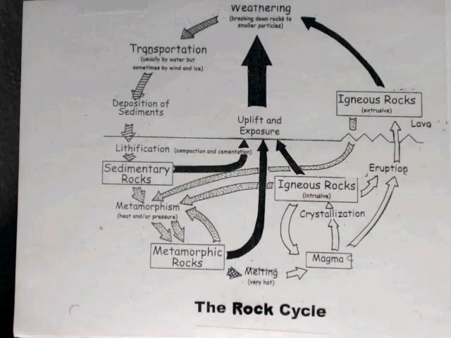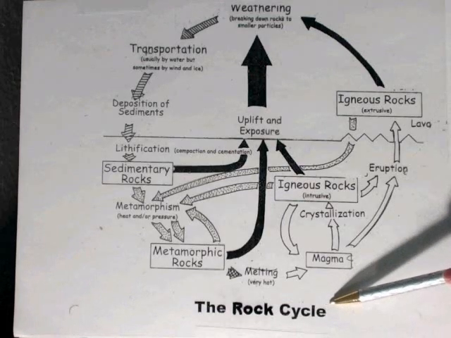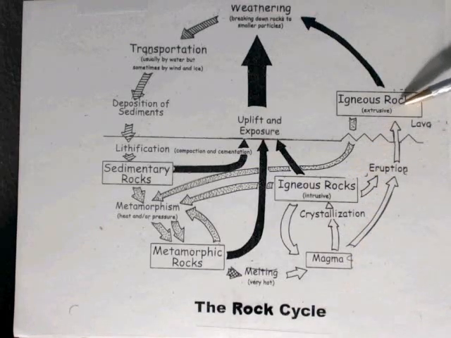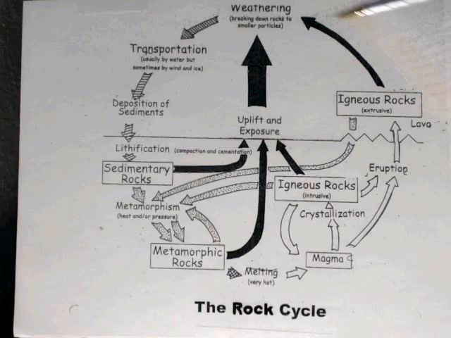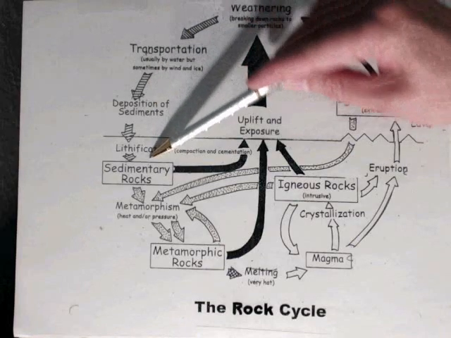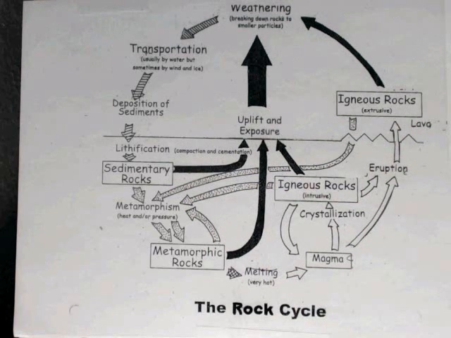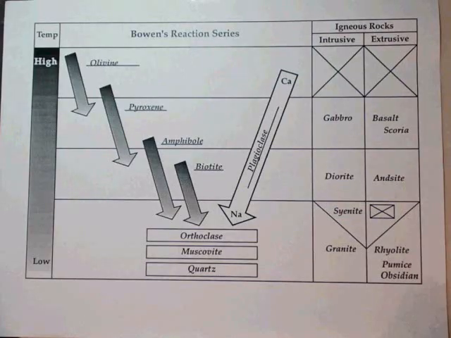So that is a little bit about the concept of the rock cycle and how we get the three main rock types here: the igneous rocks, the sedimentary rocks, and our metamorphic rocks. Okay, that was a nice look at the rock cycle.